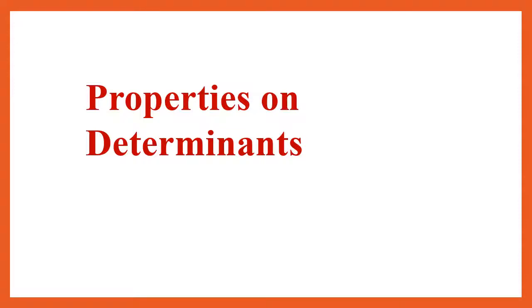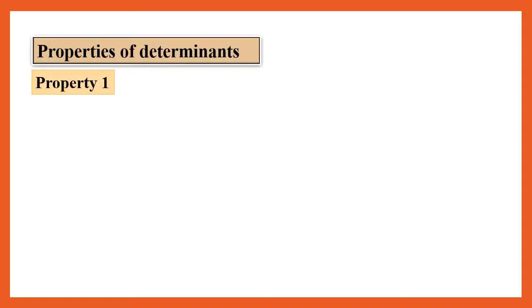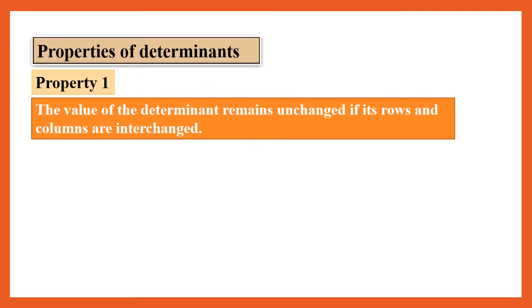We will be discussing the properties of determinants. So the first property is the value of the determinant remains unchanged if its rows and columns are interchanged. That is, if we change the row elements into columns and column elements into rows, there is no change in the value of the determinant.